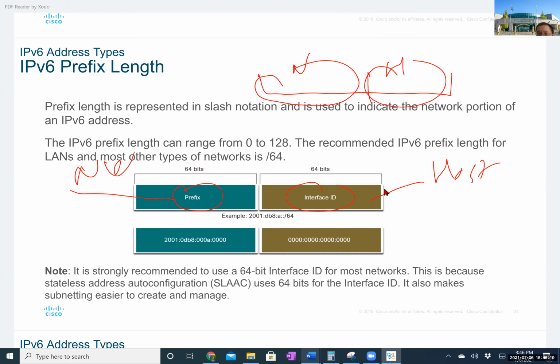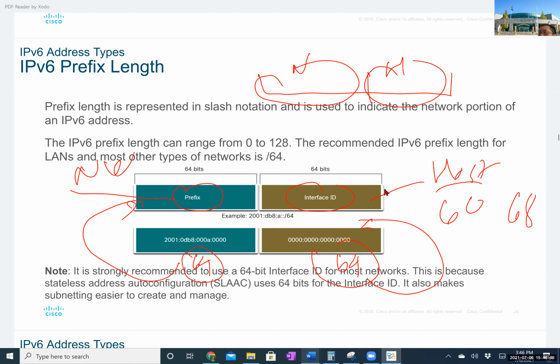And normally, the most common is that they use 64 bits in the network portion, and they use 64 bits in the interface ID, or the host portion here. You have 64 bits in the prefix and 64 bits in the interface ID, and of course, you can use whatever length. We can use 60 in the prefix and 68 in the interface ID, or you can use whatever. Like you can use 68 here or 60 here, provided that when you add them up together, you have 128 here.